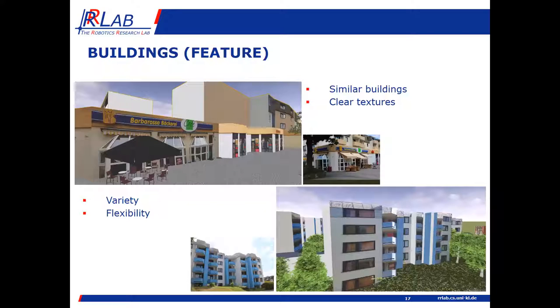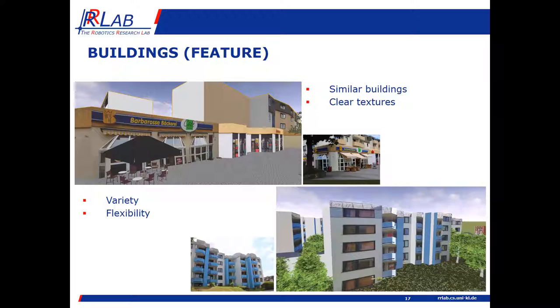First coming to buildings. This is a real building near our university, Devonport. This is a bakery, and in Unreal Engine, it looks like this now. We created this ourselves. Similarly, this is a student hostel in Germany, and in Unreal Engine, it looks like that. So they're kind of similar. We have very clear textures. We have variety also. We have flexibility.